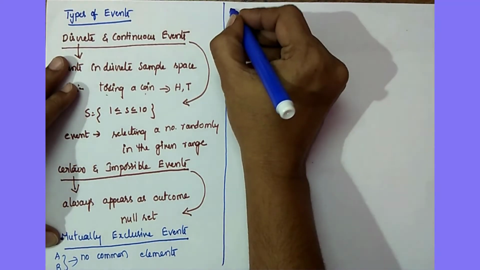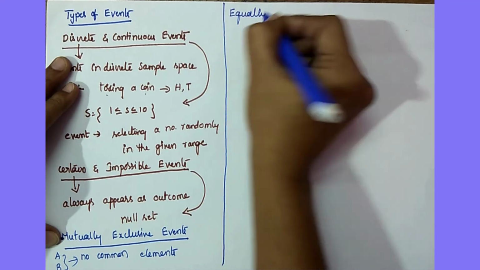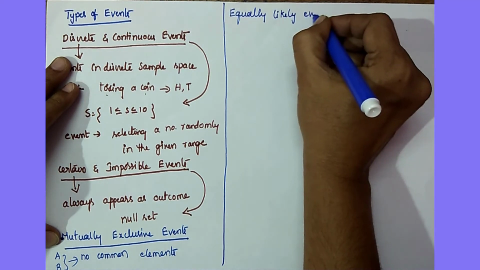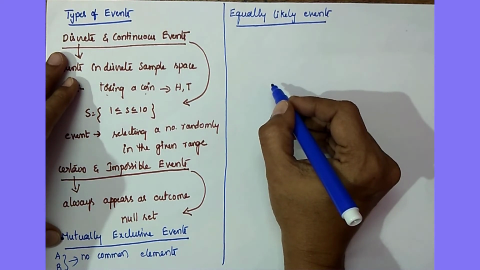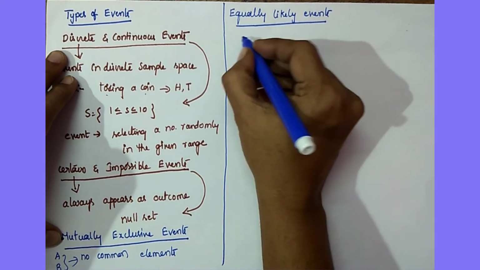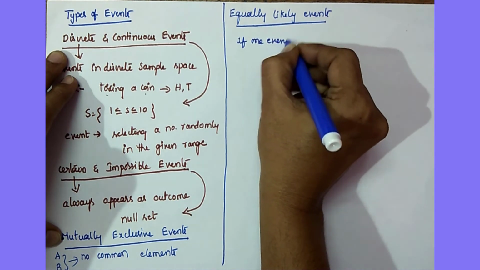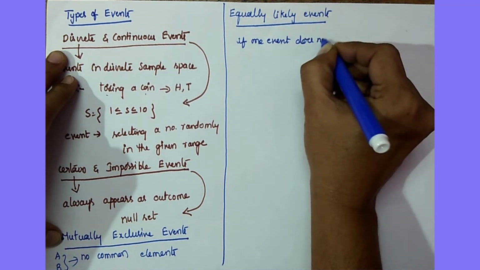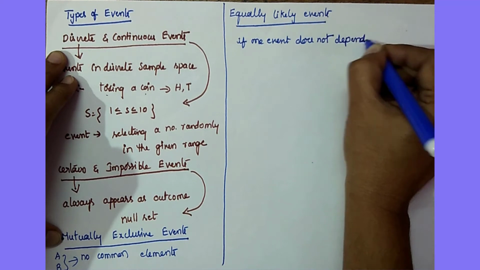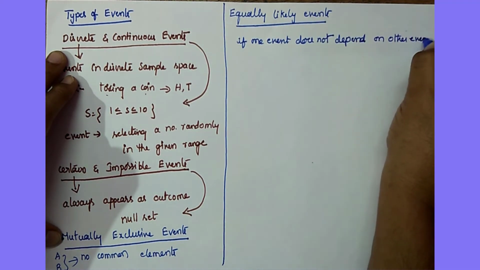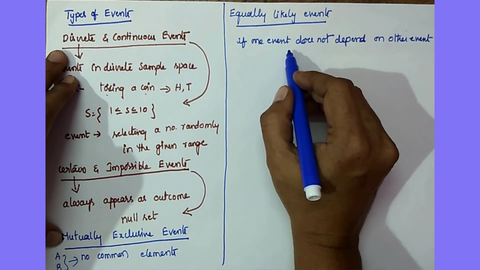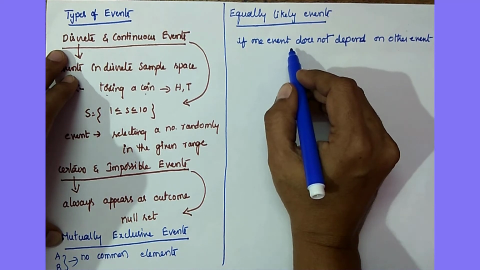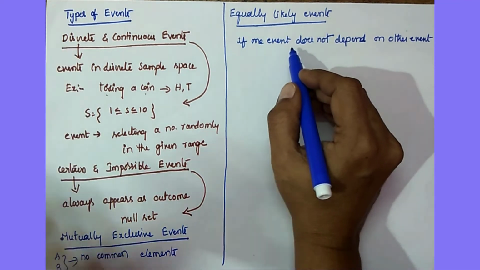Then next is equally likely events. In a given experiment, if one of the events in sample space does not depend on other event, then those two events are called equally likely events. Means performing one event is not affected by other event, or one outcome is not affected by any other one.